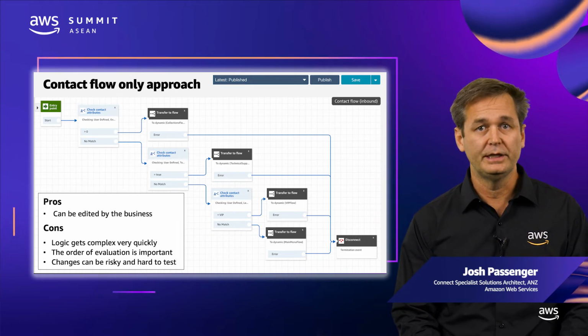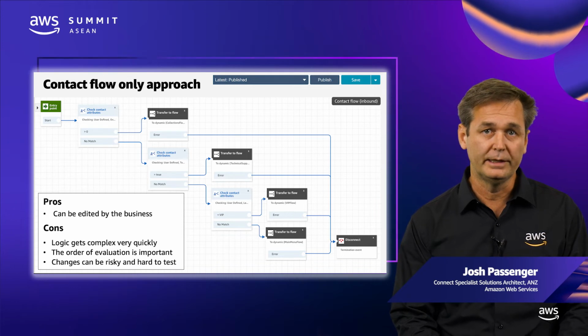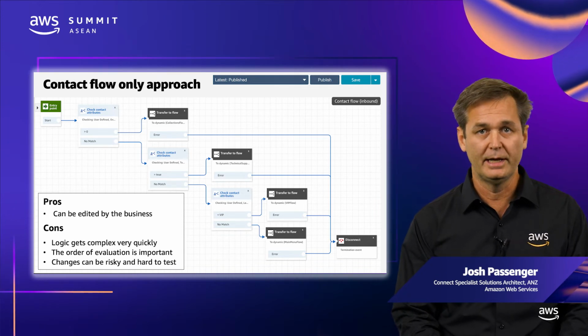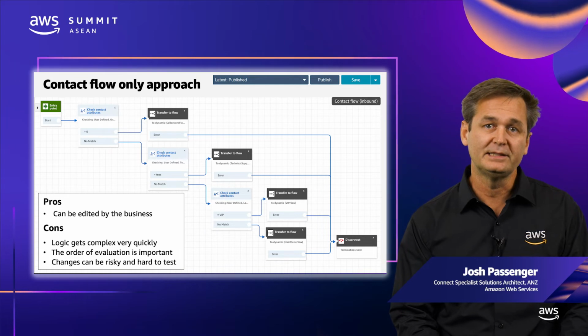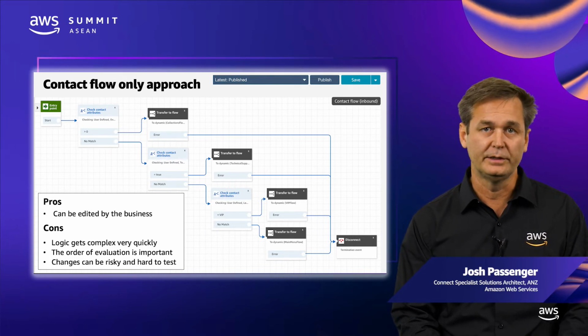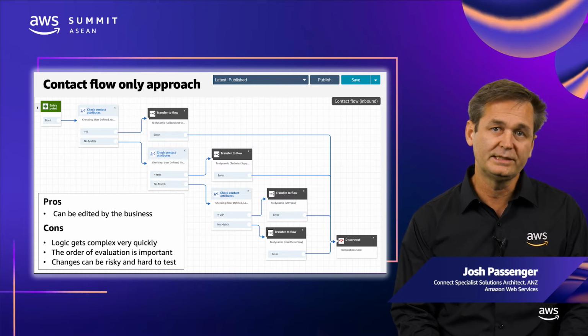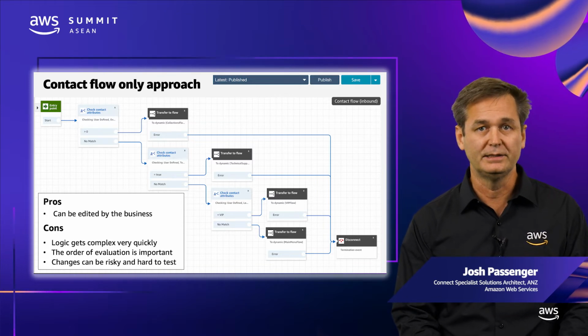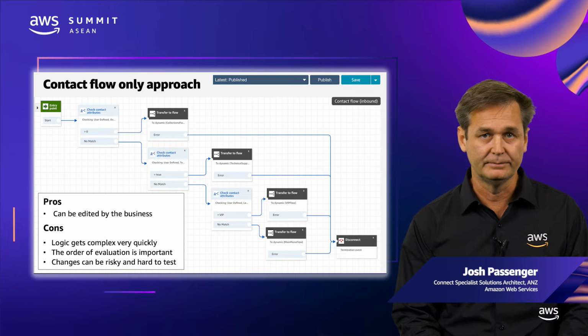The branching logic in Connect gets complex very quickly, even with a small number of customer attributes. How do we make safe changes and test the outcomes without risking our live customer experience? Also, how do we start combining attributes when making decisions about customer experience and routing?